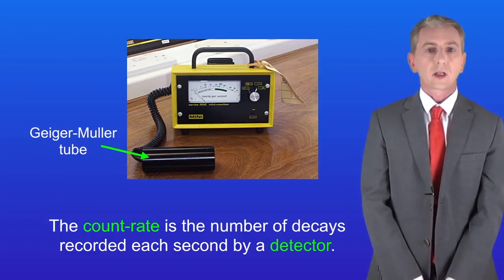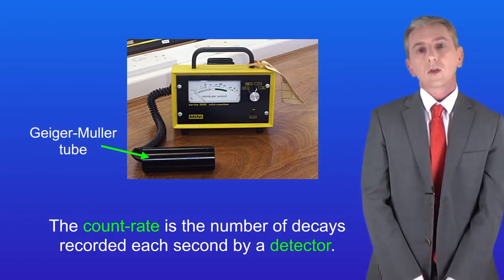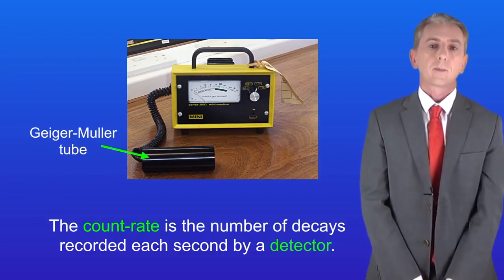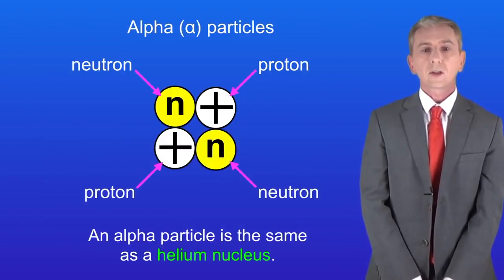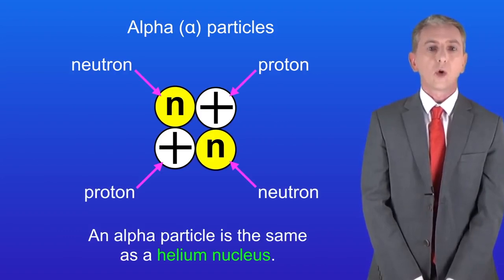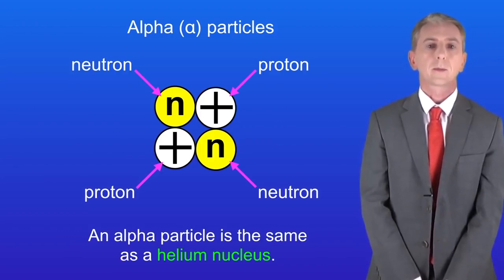Okay, so we know that radioactive nuclei give out radiation. So let's take a closer look now at what this means. There are 4 different types of radiation which can be given out by an unstable nucleus. The first kind of radiation is called an alpha particle. We saw this before when we looked at the alpha scattering experiment.